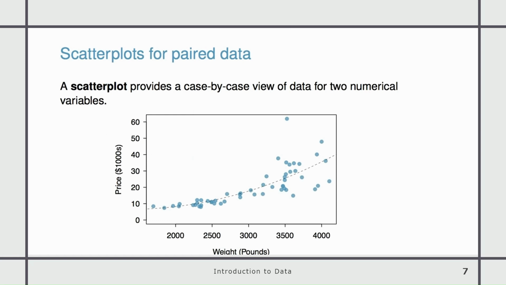Now, the example you can see on this graph is the weight of product in pounds versus the price in dollars. As you can see, as the weight increases, the price of the product also increases, thereby showing a positive correlation.